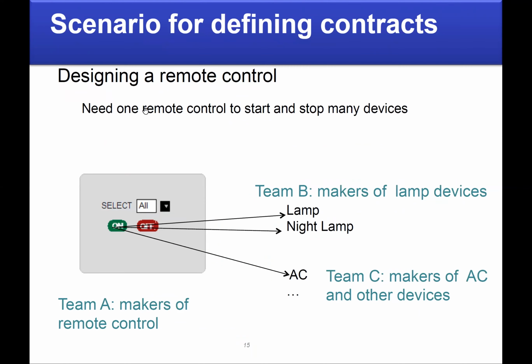So we need one remote control to start and stop many devices. At the same time, there are various people who are designing a few applications also. I'll say that there is a team A who are makers of remote control. The team B, makers of lamp devices. Lamp devices have two shades of lamps: one is a lamp, one is a night lamp.